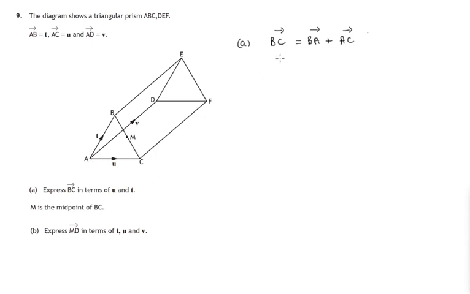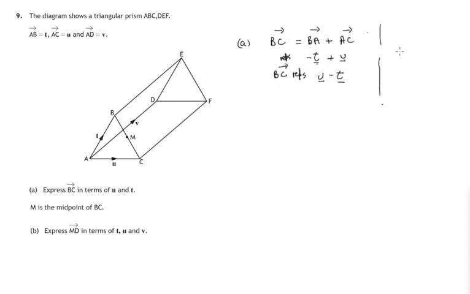Now what on earth does this represent? Well, BA, ouch, that went against the arrow, that's negative. So negative t, not t. Going from B to A represents vector negative t. And then A to C, that's with the arrow, so that's a positive thing, and that just represents the vector u. So BC represents negative t plus u, or we could turn it the other way round, u minus t.